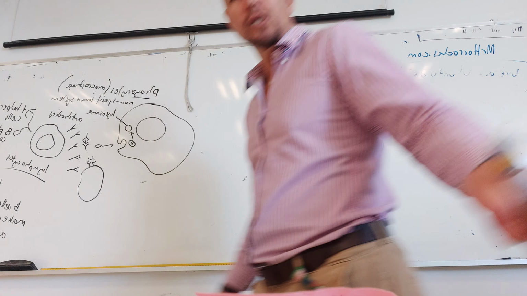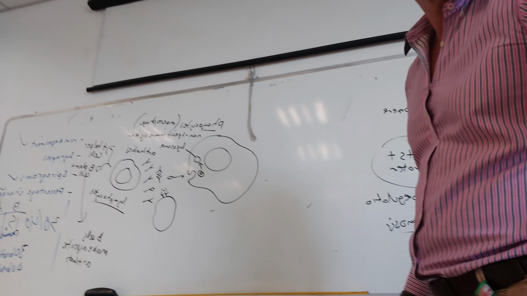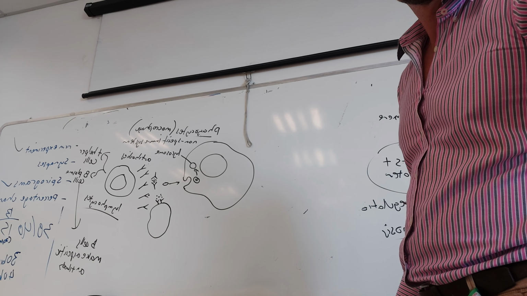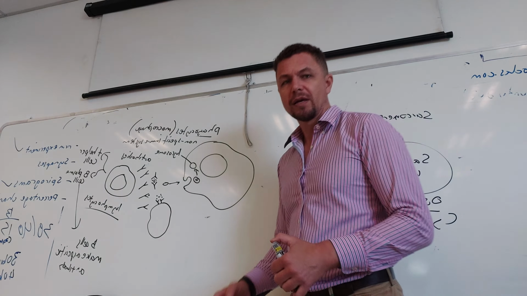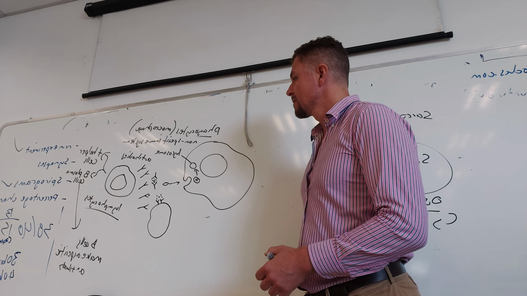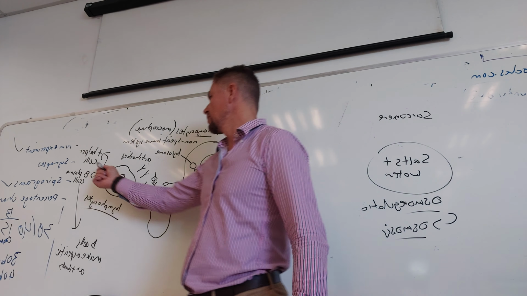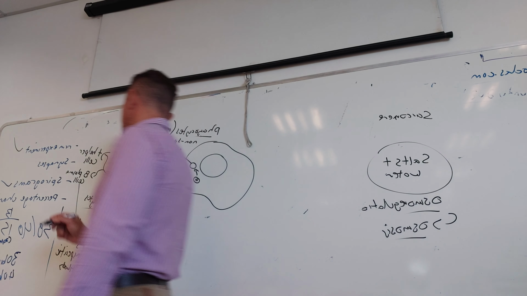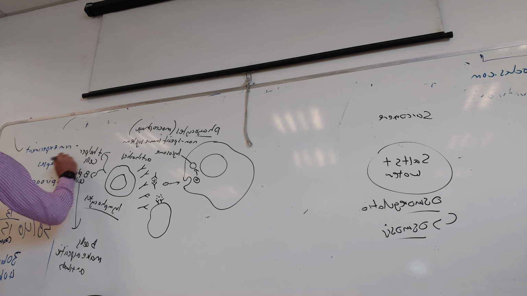So, let's just move the board. Make sure I've captured all of that in the frame. Okay, so T helper cells help. What do they do? They alert. They send messages. They communicate with the B plasma cells.